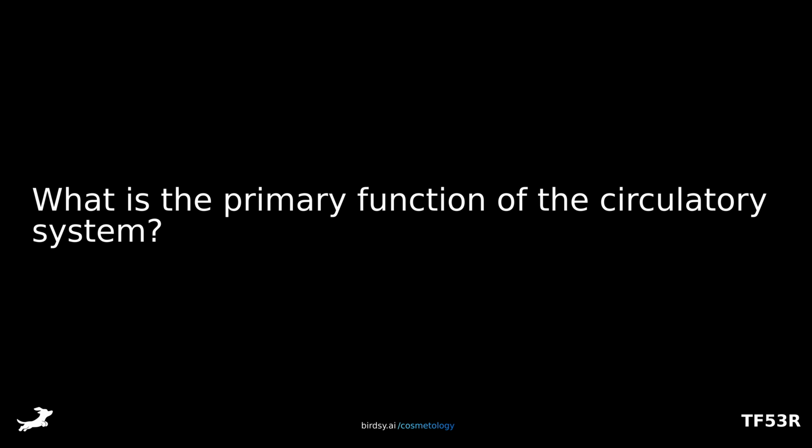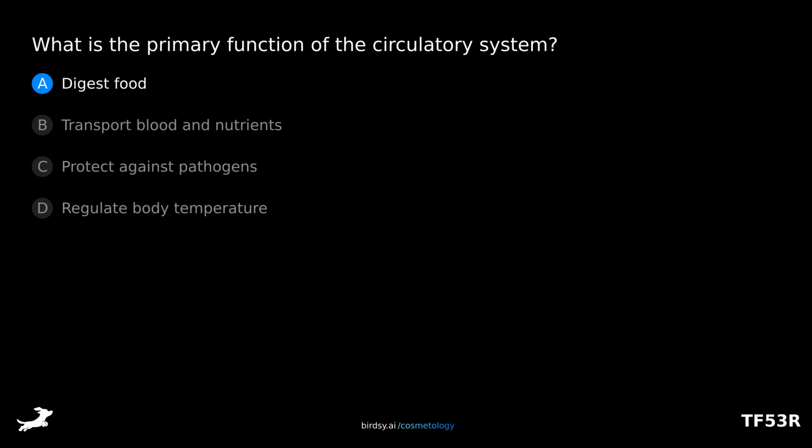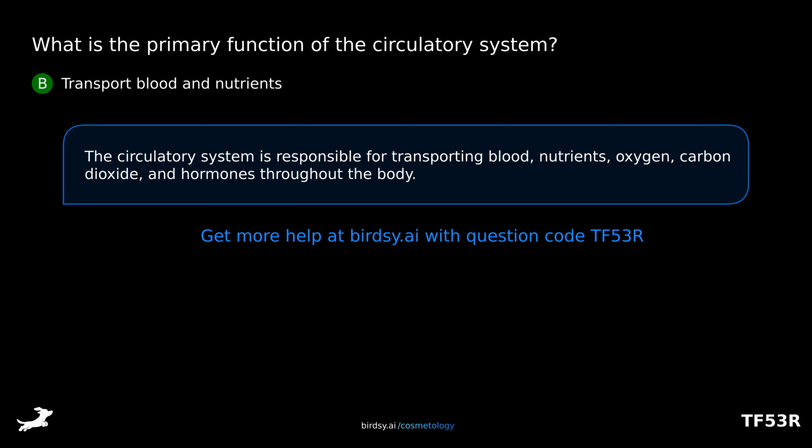What is the primary function of the circulatory system? Is it A, digest food, B, transport blood and nutrients, C, protect against pathogens, or D, regulate body temperature? The answer is B, transport blood and nutrients. The circulatory system is responsible for transporting blood, nutrients, oxygen, carbon dioxide, and hormones throughout the body.